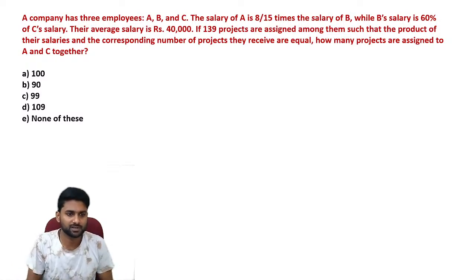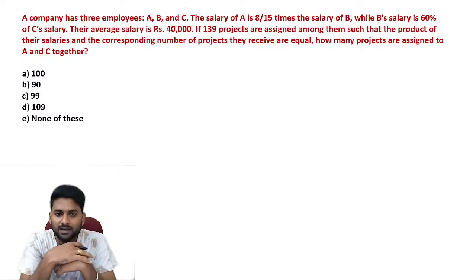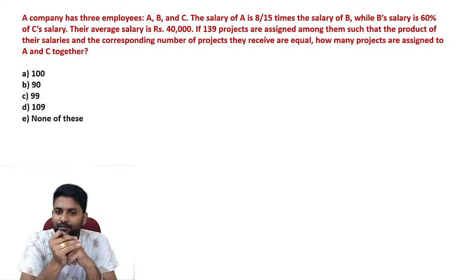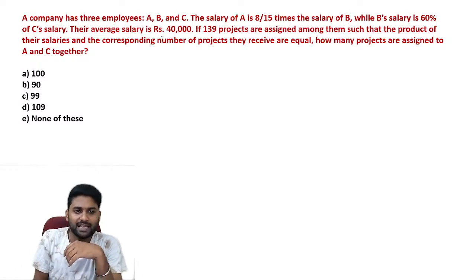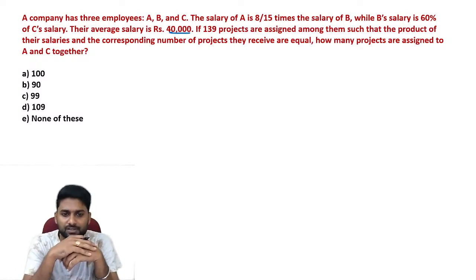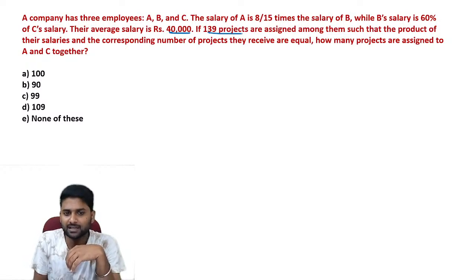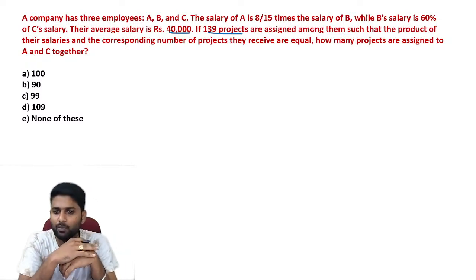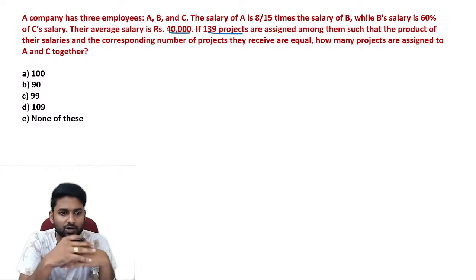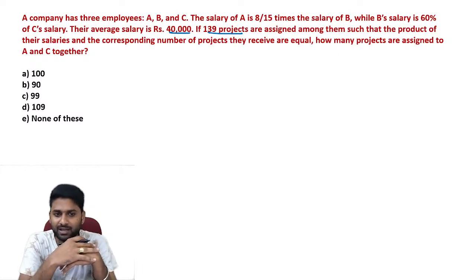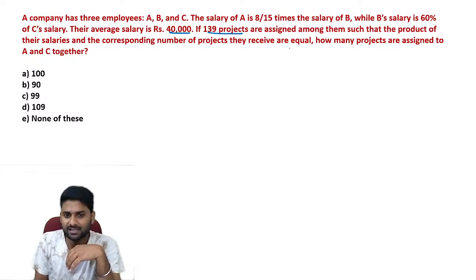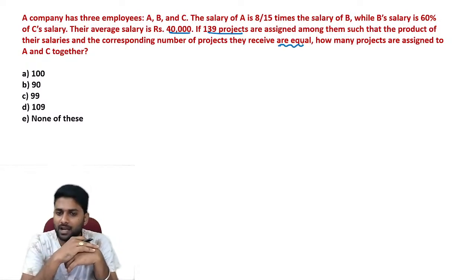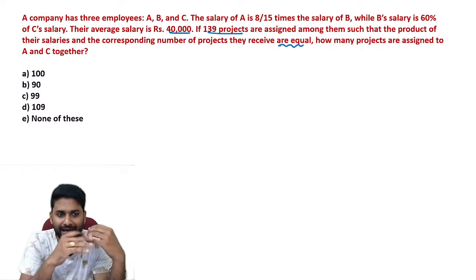See this information. A company has three employees A, B, C. The salary of A is 8 by 15 times the salary of B, while B's salary is 60% of C's salary, and the average salary is 40,000. If 139 projects are assigned among them such that the product of their salary and the corresponding number of projects they receive are equal, then how many projects are assigned to A and C together?